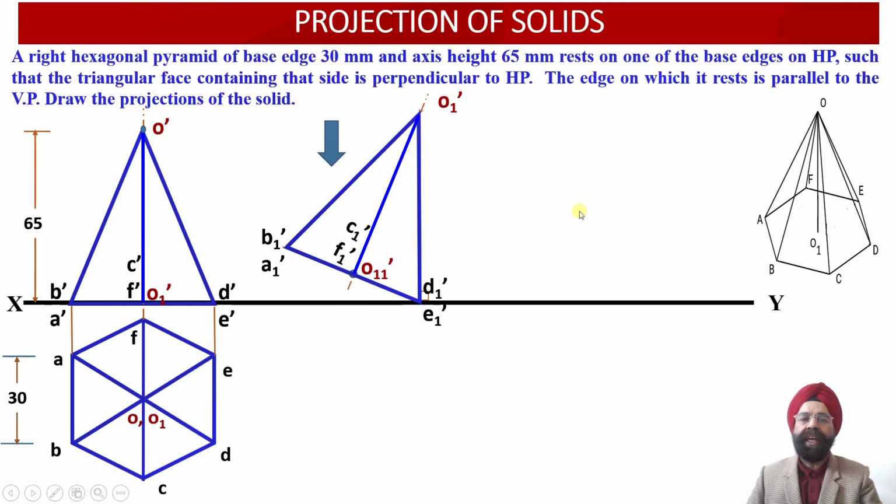Now having obtained the elevation projections corresponding to this inclined hexagonal pyramid, now we are required to draw the corresponding top view projections of this inclined hexagonal pyramid. So how can that be done? Now how many points do we have in this view? There are 6 points corresponding to the base and 2 points corresponding to the axis which are available with us in the elevation projection view.